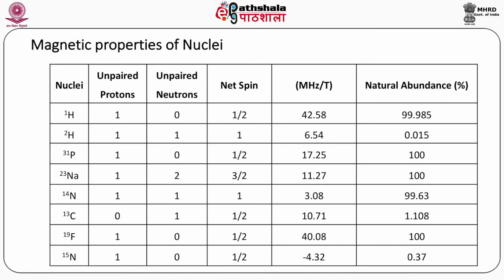There is also a concern about the natural abundance. The proton nucleus is highly abundant, 99.985% abundant, compared to deuterium, which has significantly lower natural abundance. Compared to that, the NMR active carbon nucleus C13 has a natural abundance of only 1.108%, whereas N15, which is again a spin half nucleus, has a natural abundance of 0.37%. So, the lower the abundance, the more insensitive the detection becomes.